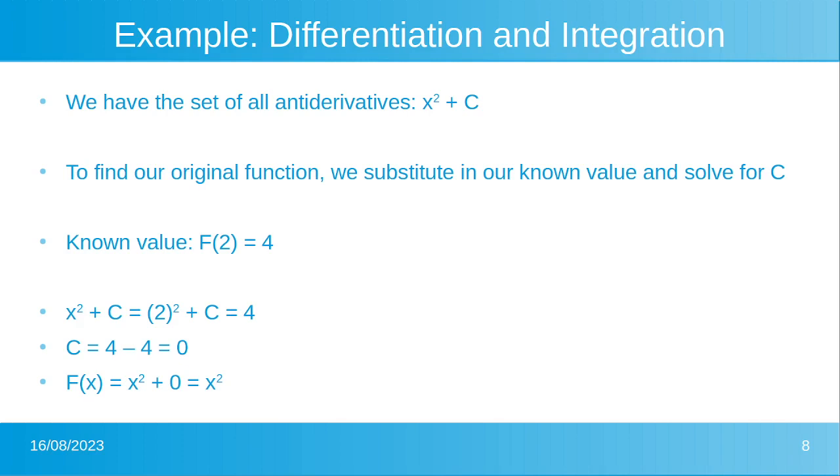Capital F of x is equal to x squared plus c, which is equal to x squared plus 0, which is equal to x squared. So we've done it. We've used integration to go back to our original function that we began with. Here showing how we use integration and demonstrating that integration is the inverse of differentiation.